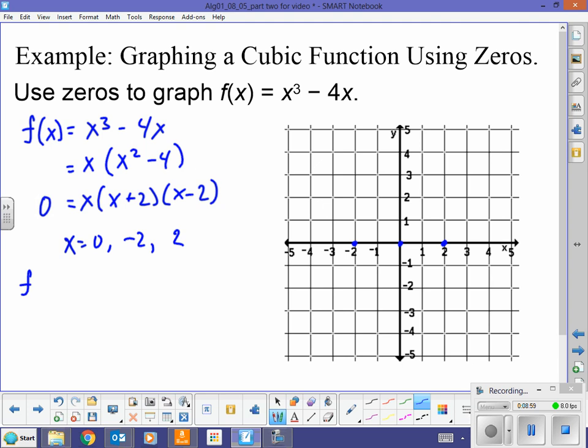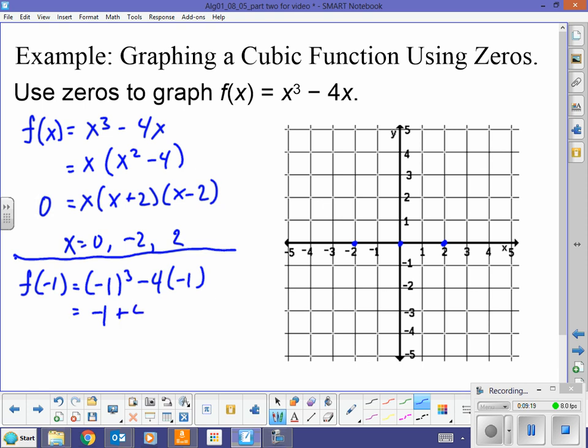So f of -1 equals -1 cubed minus 4 times -1. Okay, this is a separate thing here, right? So -1 cubed is, indeed, -1. And -4 times -1 is +4. So this is -1 plus 4 is 3. So I have -1, 3.